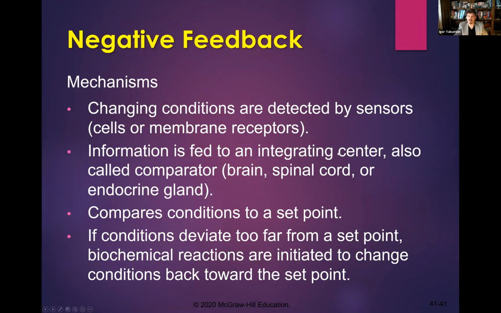This is what the integrating center does. There is the range. If it's above the range or below the range, it will act appropriately. If the conditions deviate too far from the set range, there will be some sort of response. In this particular case, the response will be to lower or increase, whatever it is, so the conditions will go back to the set point. Like I said, with oxygen, if I have too low of oxygen, my brain will say, hey, not enough oxygen, let's start the procedure to circulate the blood faster and breathe deeper.